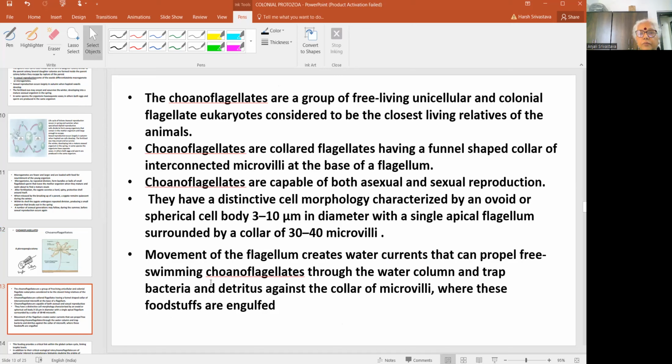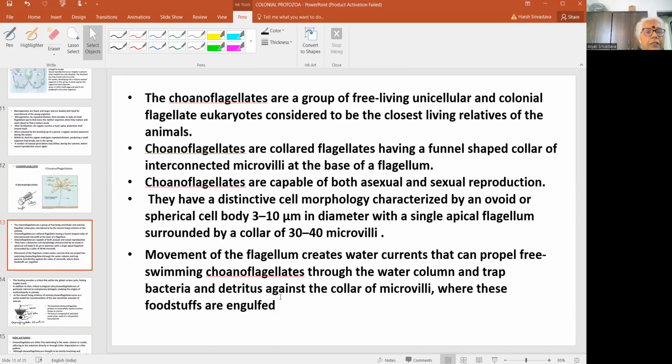The movement of the flagellum creates a water current, and all the physiological activities of digestion, excretion, respiration, as well as the dispersal of the gametes during sexual reproduction, are done through the water current. That current is created by the movement of the flagellum together with the microvilli of the collar cells, and they trap bacteria and detritus against the collar of microvilli, where these foodstuffs are engulfed. The method of feeding, as we have already seen, is filter feeding.